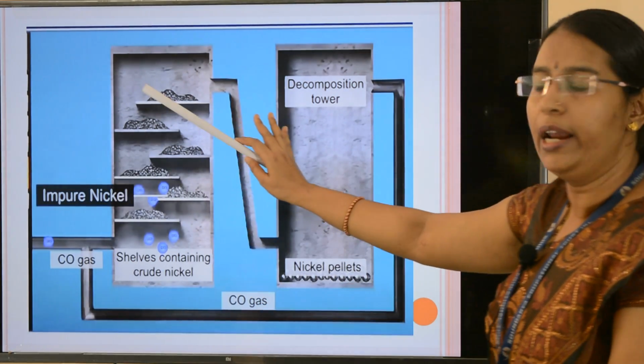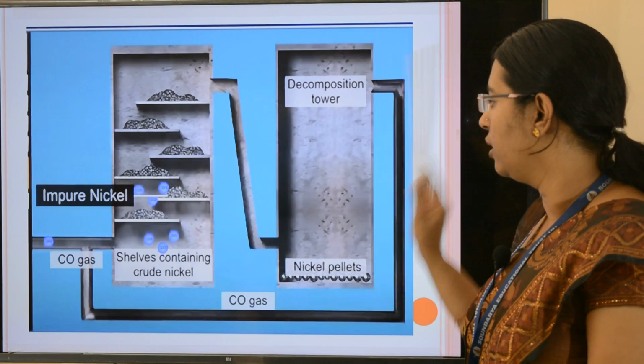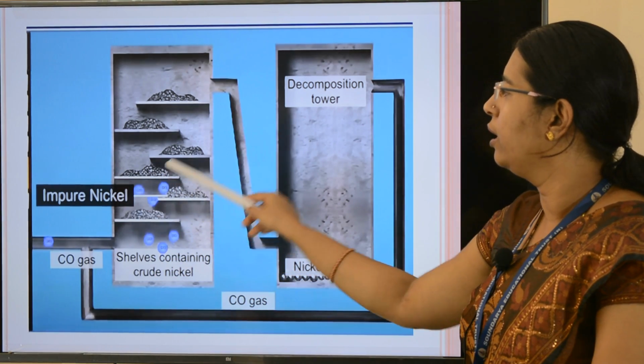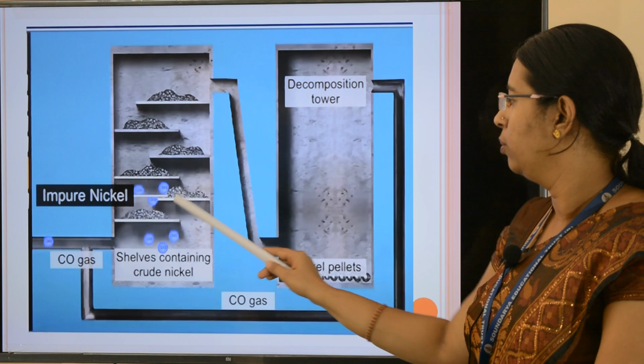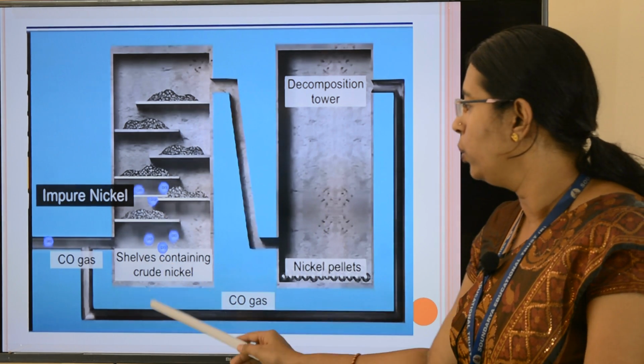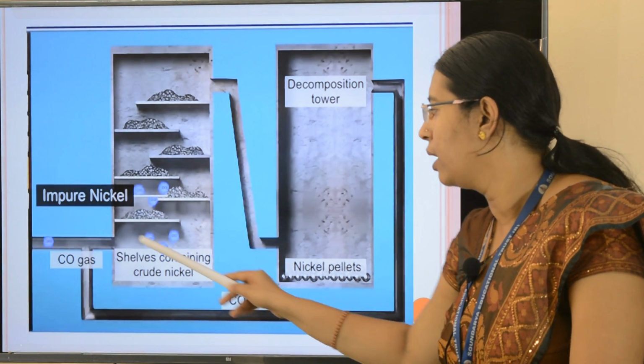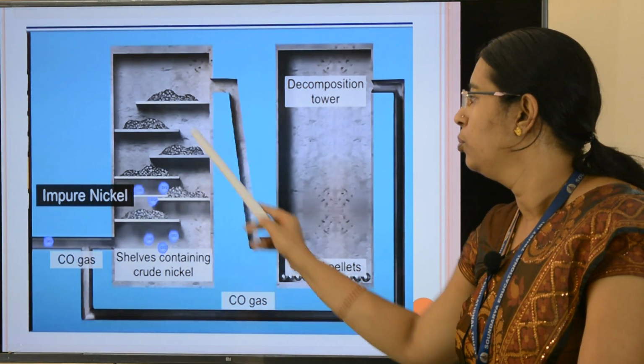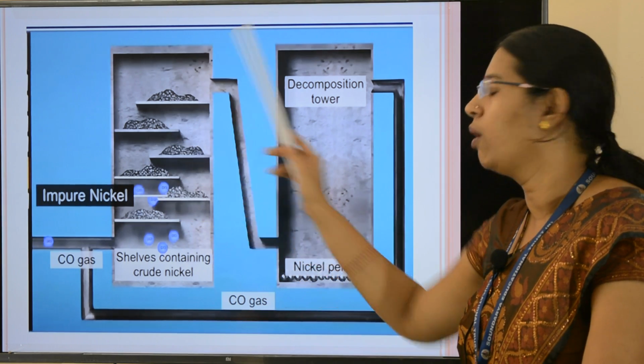In this slide you can see the setup. There are shells containing the crude nickel. Whatever black colored one you can see is the crude nickel. To that carbon monoxide gas is passed. These blue colored vapors are carbon monoxide vapors.